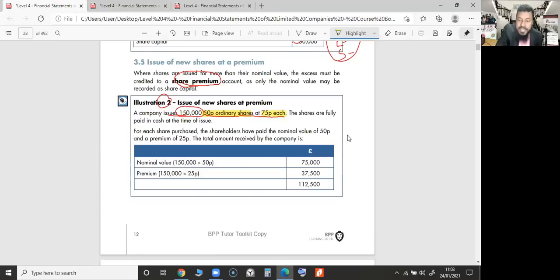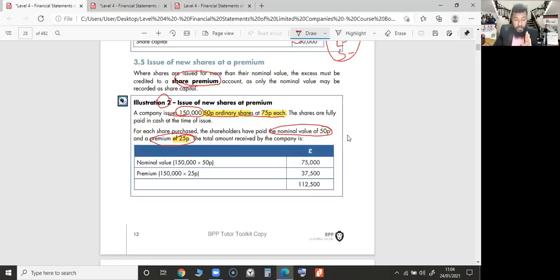At 75p each, here is the premium now. 50p, they said it, but you need to assume this is nominal value. They have issued at 75p. That means they issued at a higher price, a premium. Premium by how much? By 25p, isn't it? Premium by 25p. There we go. Here they're talking about nominal value 50p, premium 25p.